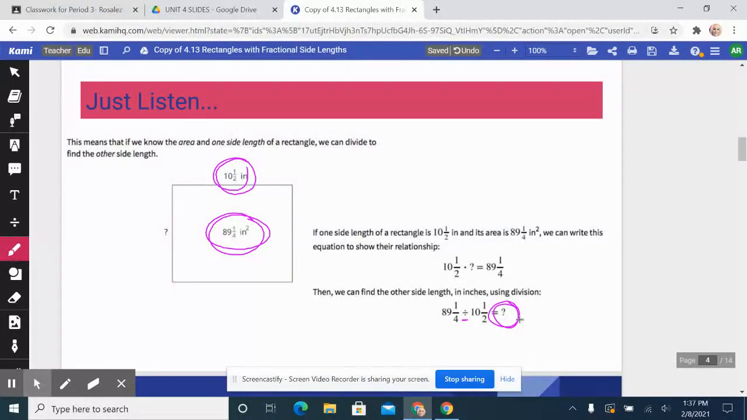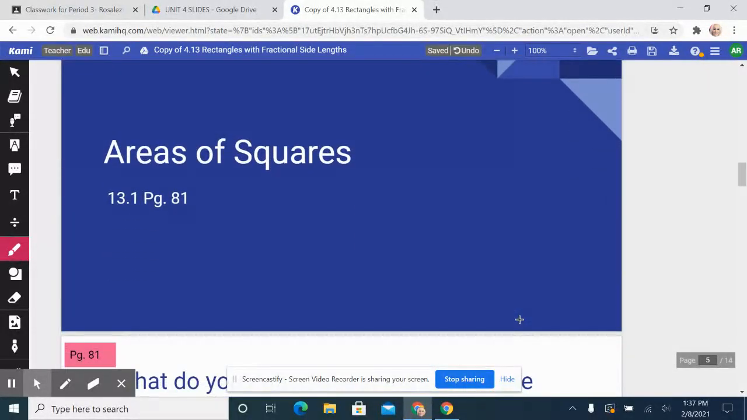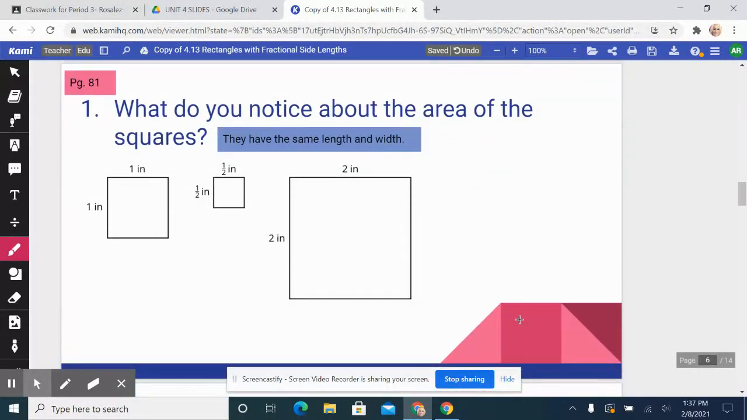Okay. So if you open your books, you're on page 81 and we're on area of squares. What do you notice about the area of the squares? Whenever it's a square, what you need to know is all the sides are equal. So this is 1 and this is 1. If I wanted to know the area of this, I would do 1 times 1, right? What you notice is they all have the same length and width, and that's because they're squares. So for number 1, that's what I want you to write.